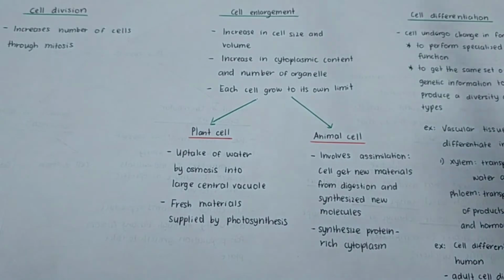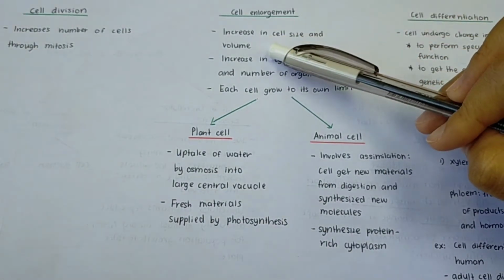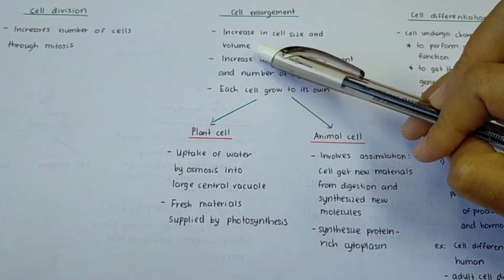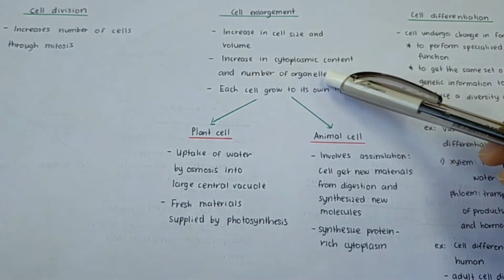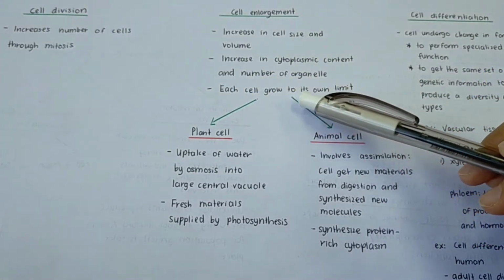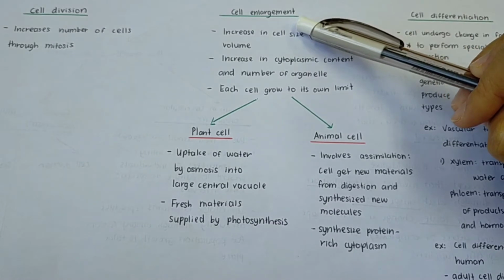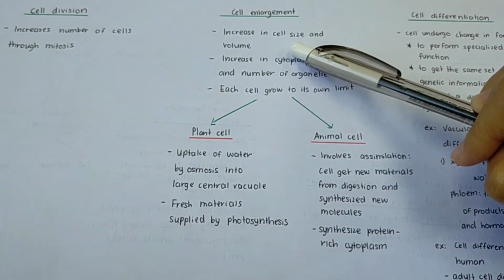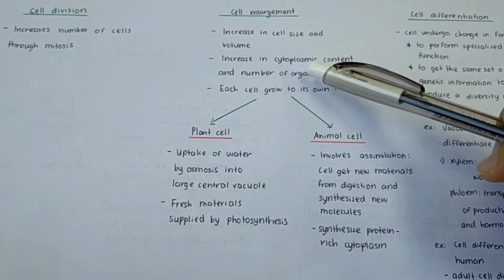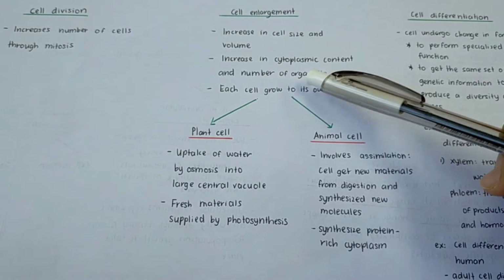Okay, next we look at cell enlargement. So what is the meaning of cell enlargement? It will increase in cell size and volume, and then increase in cytoplasmic content and number of organelle. Another one, each cell grow to its own limit. Okay, so bila kita tengok dari segi cell enlargement, dia akan melibatkan pertambahan dari segi cell size dan juga volume, dan juga increase in cytoplasmic content and also the number of the organelle.